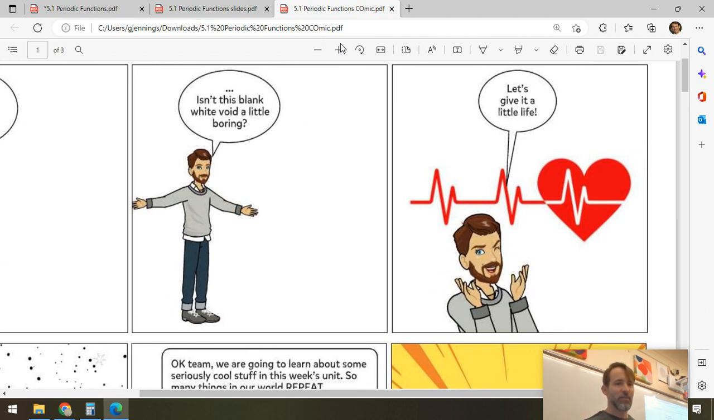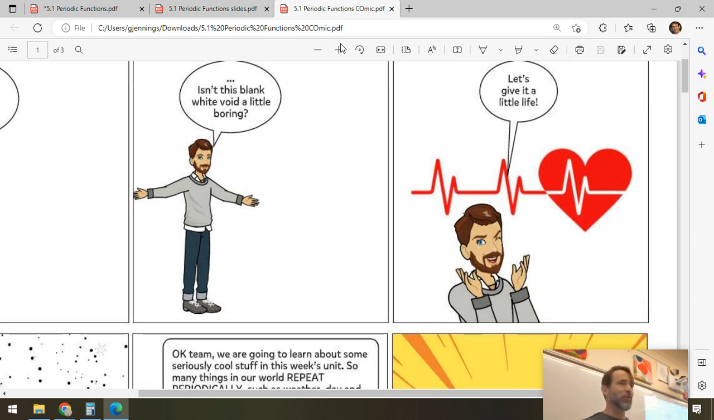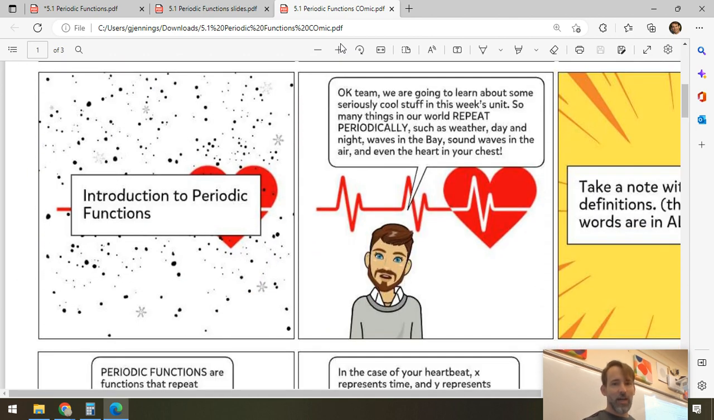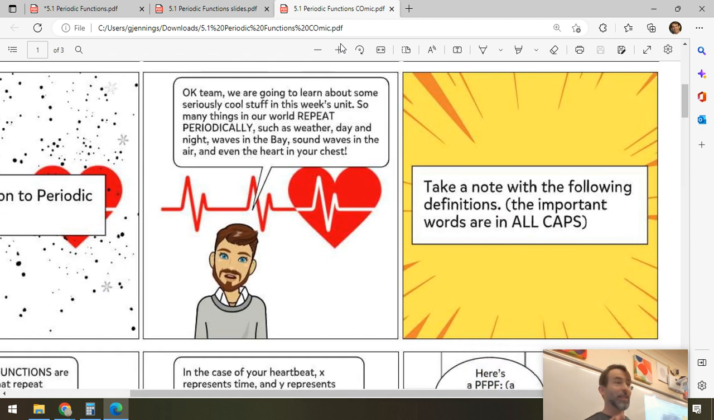And I thought that this blank white void was a little boring. So if we can give it some life with some periodic functions, that would be great. Heartbeat, another example of a periodic function. Let's keep going. So we're going to learn about some really, I think this is seriously cool stuff in this unit this week and next week. So many things in our world are repeating periodically.